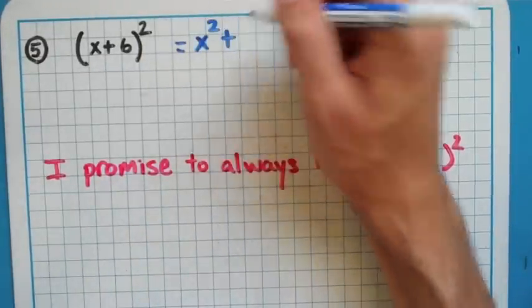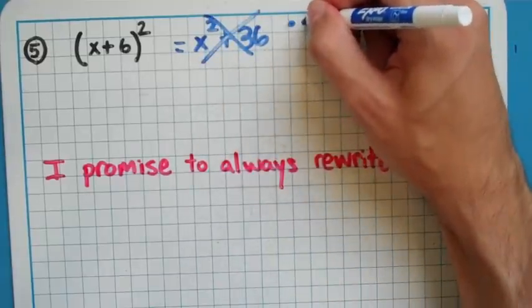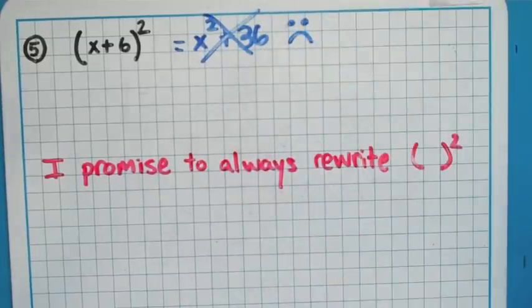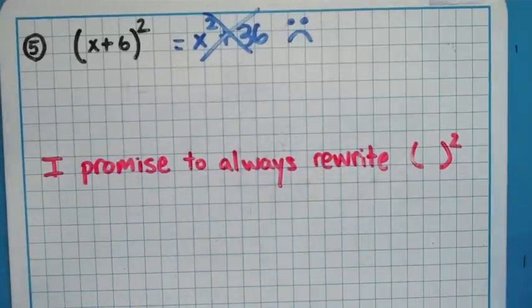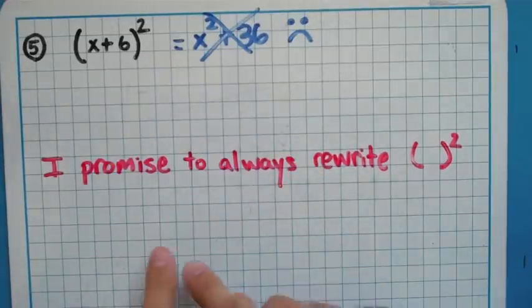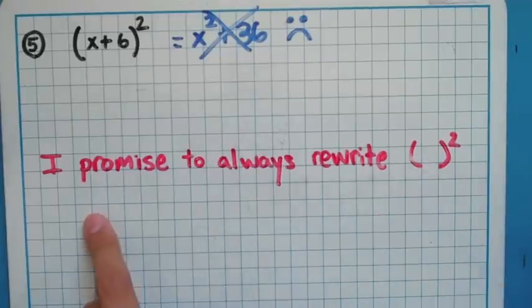So go ahead and write that down and put a big X through it and a little sad face next to it. That is not how you do the problem. I will guarantee. I say this right now, it probably makes sense right now, you won't do that, but you'll forget. It happens all the time. When you see a parenthesis squared, you have to rewrite the problem. Hence my note down here. I promise to always rewrite parenthesis squared.